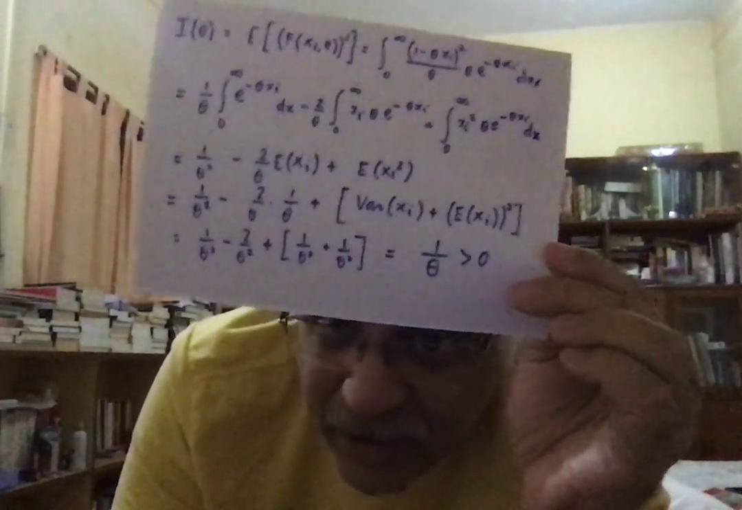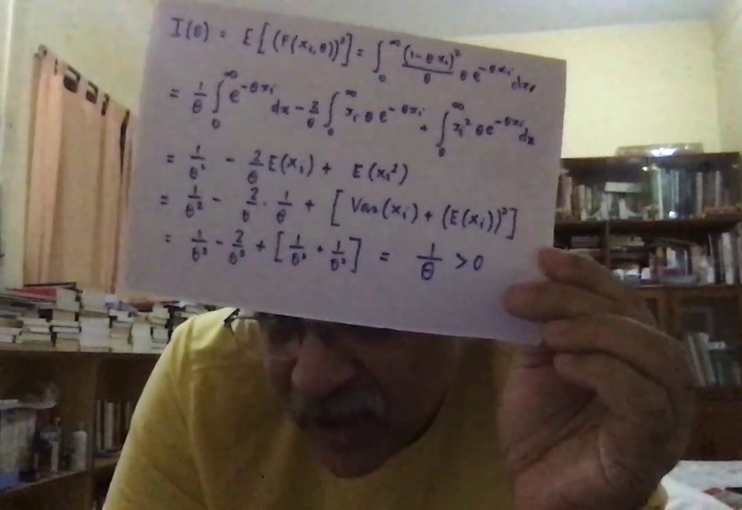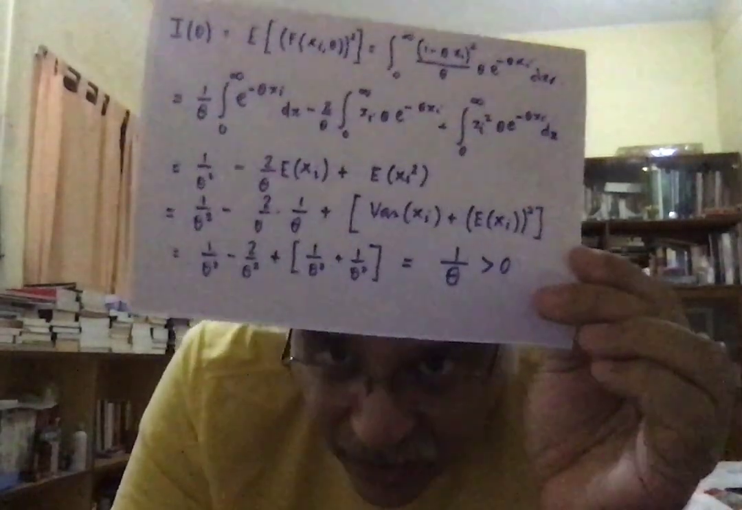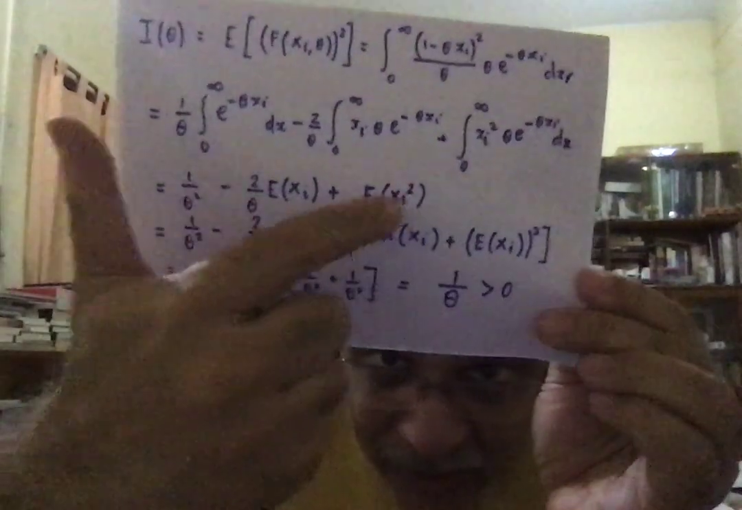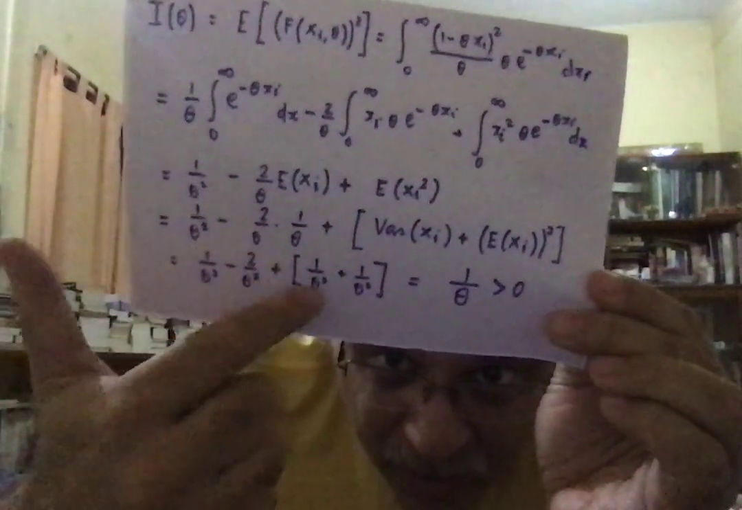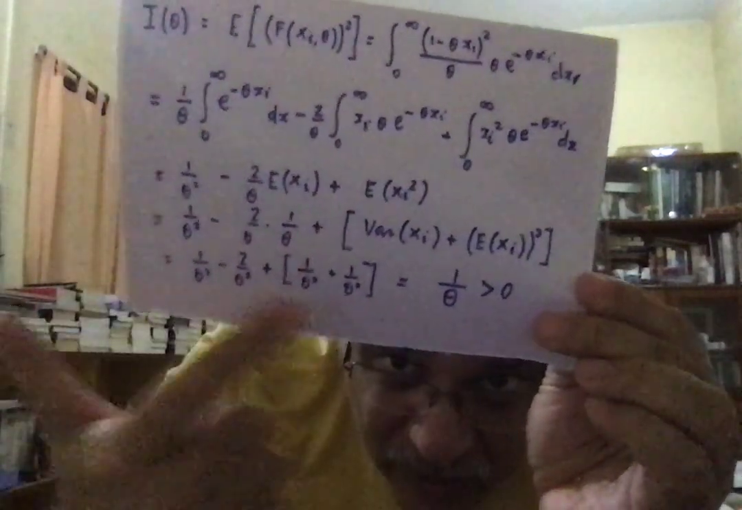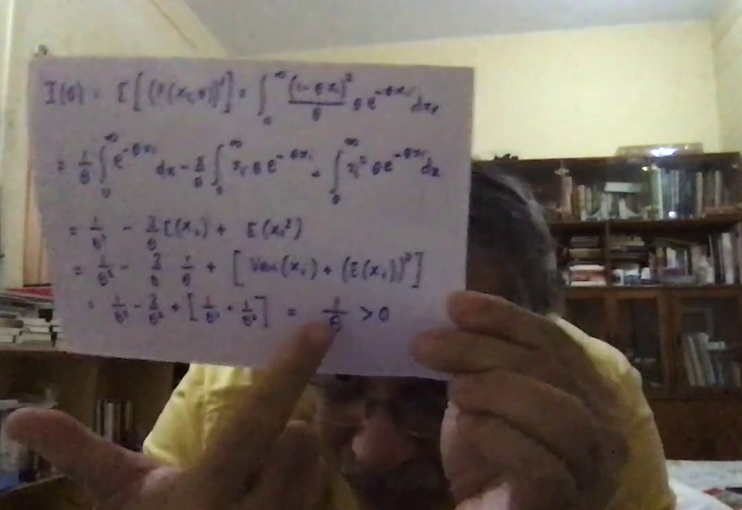If theta is the parameter of the exponential distribution, then the expectation of x is 1 by theta and the variance of x is 1 by theta square. So here, the expectation of x I am writing 1 by theta, and here the variance of xi I am writing 1 by theta square, and the expectation of xi is 1 by theta whole square, which is 1 by theta square. So this 2 by theta square and 2 by theta square cancel, and you get 1 by theta square.